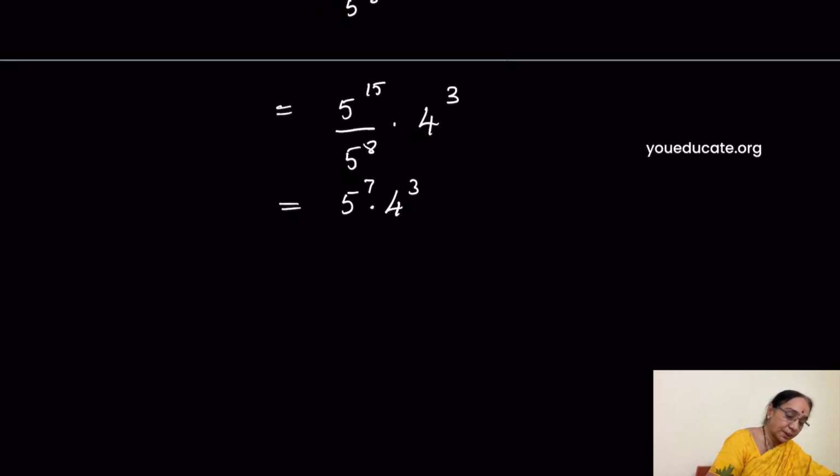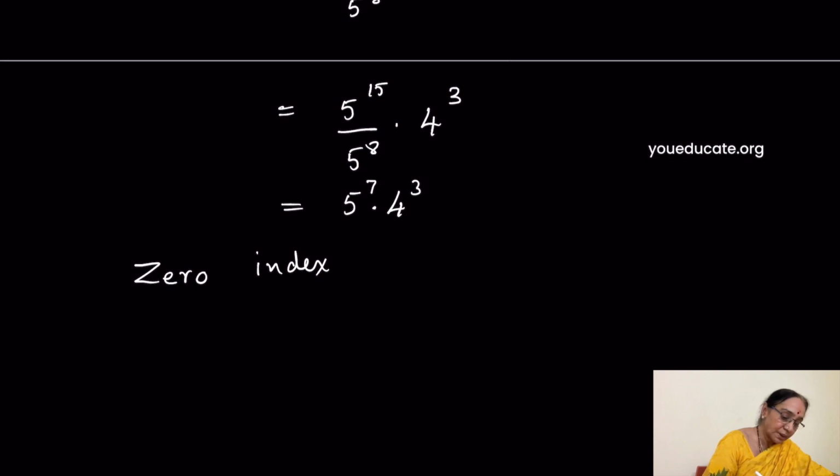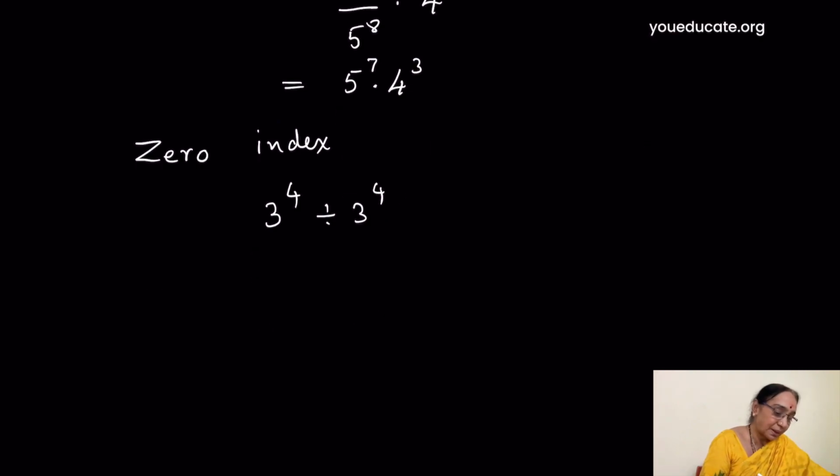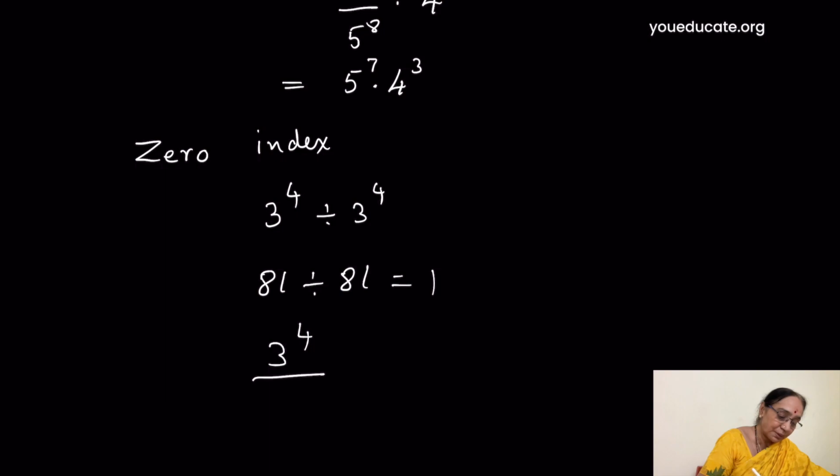Now what about zero index? What do you mean when the power is 0? For this, let us try to find out what is 3 raised to 4 divided by 3 raised to 4. Writing these as a rational number, 3 raised to 4 is 81, divided by 81 is 1, isn't it? Any number divided by itself gives you 1. Now what if I use the quotient rule here? 3 raised to 4 divided by 3 raised to 4 is 3 raised to 0. So 3 raised to 0 is 1.